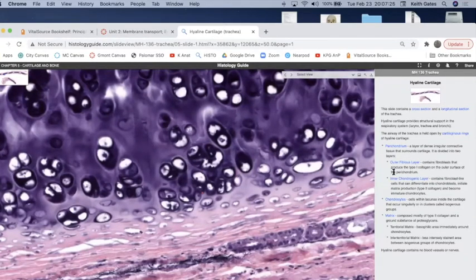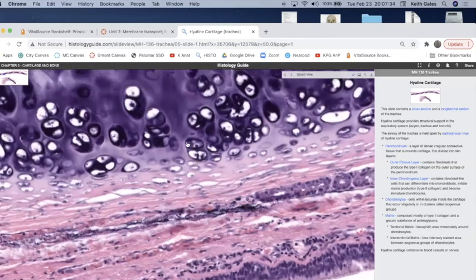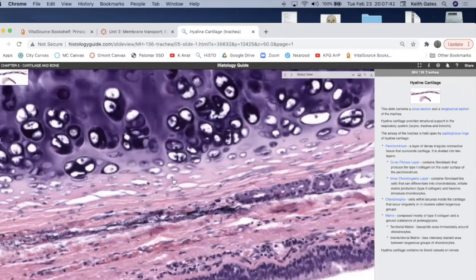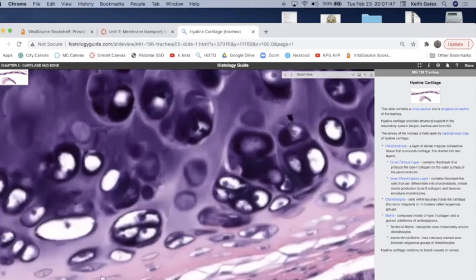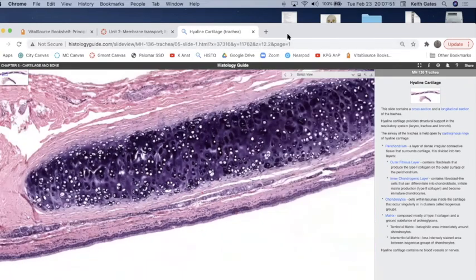In the perichondrium, right? That's the fibrous layer directly surrounding the cartilage pad right there. Again, the perichondrium acts as kind of like a girdle to help keep things from squishing out. It also is going to have all the blood vessels and stuff that supply the nutrients. All right, so that's one picture of hyaline cartilage.